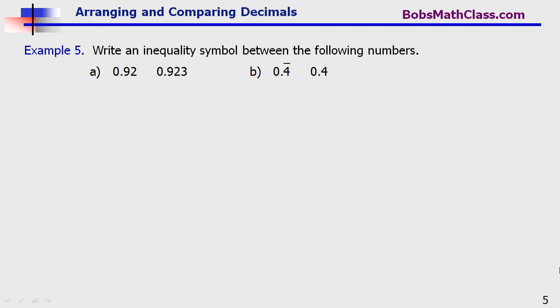Okay. A couple more problems. 0.92 and 0.923. The tenths place is the same. The hundredths place is the same. But the thousandths, well, you could always think of it as if there's a 0 in the thousandths place on the first number because there is no number. So the first number is 920 and the second one is 923. So which one is larger? Right, the number on the right.